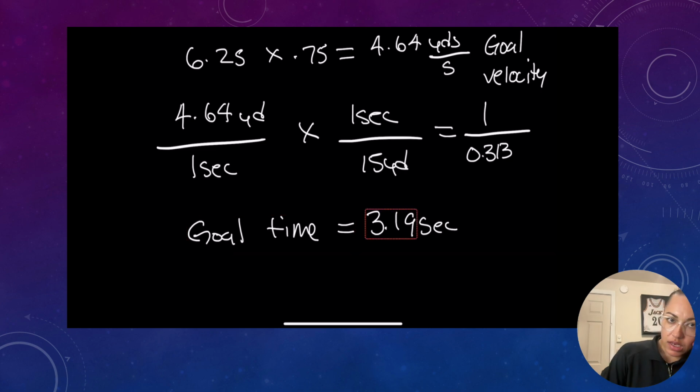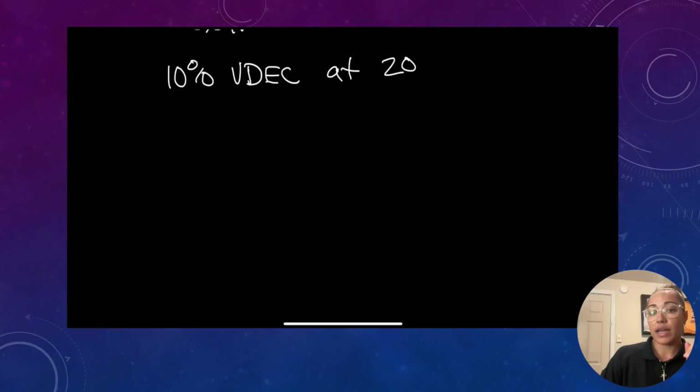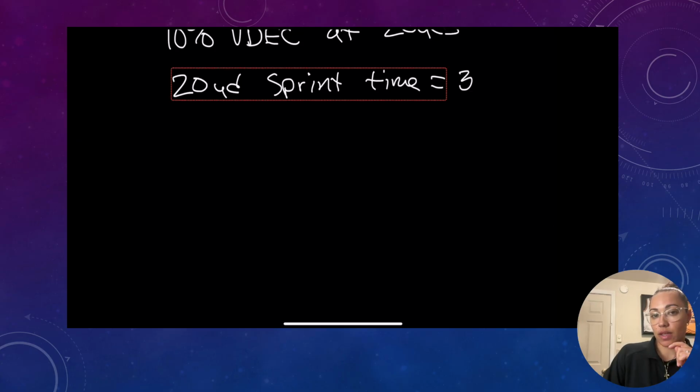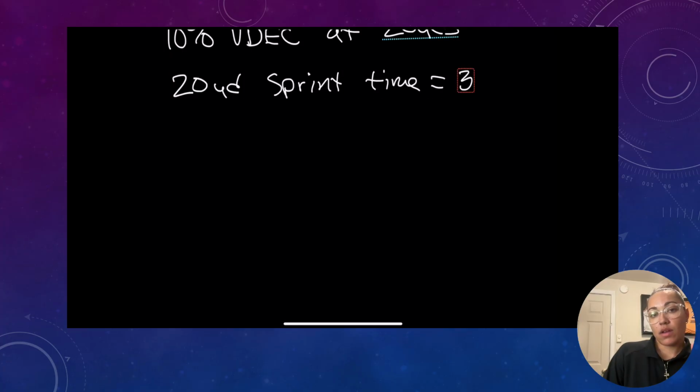We have to take 6.67 and multiply that by our VDEC, which we know if we're at 10% weight, we should be at 90% max velocity. So we need to multiply by 0.9, which is going to give us exactly 6 yards per second. That is our goal velocity.